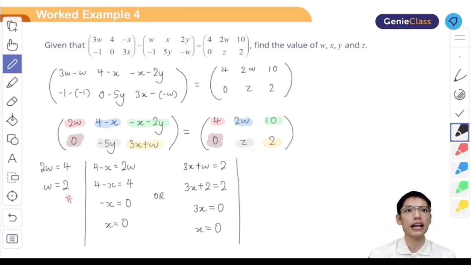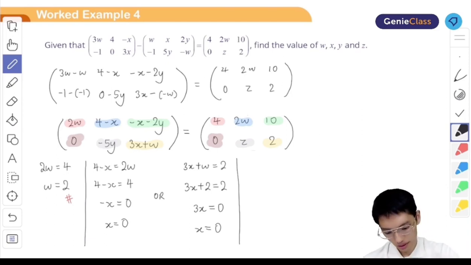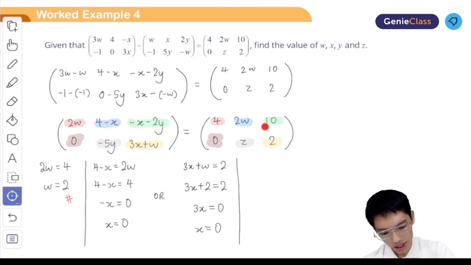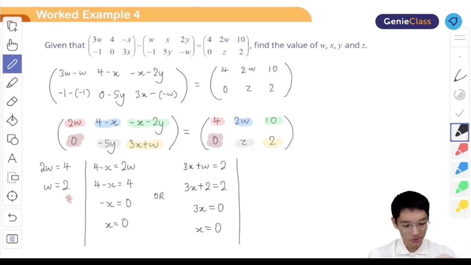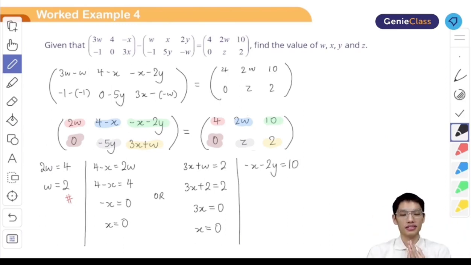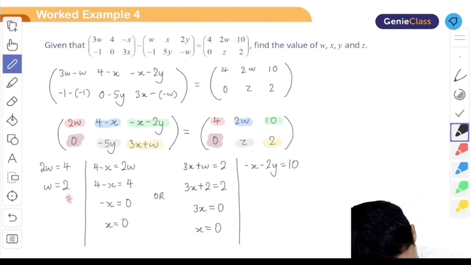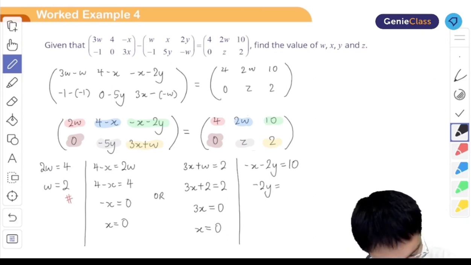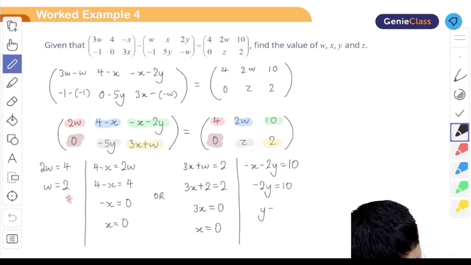Okay, now, what else can we do? We have the value of x. Which equation can I now use? The green color one. So we focus on the green color one. I have minus x minus 2y is equals to 10. X is equals to 0. Let's bring it in. So I have negative 2y is equals to 10. Y is equals to minus 5. And from there, I have y.